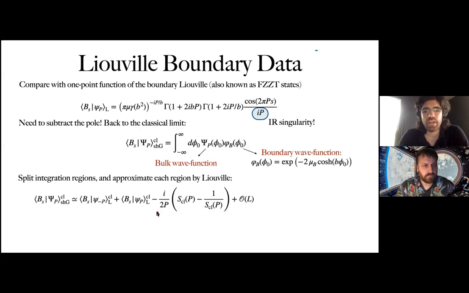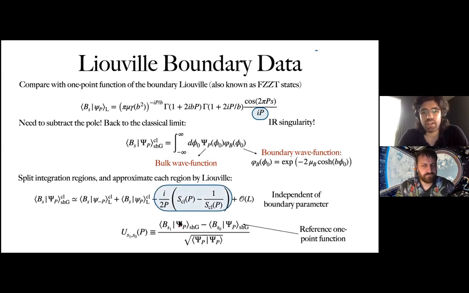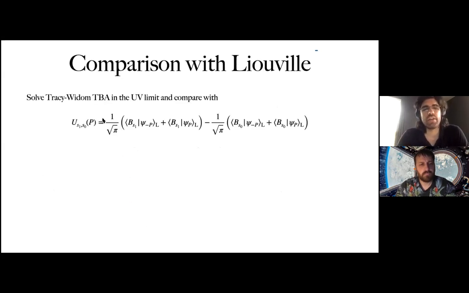Okay, so it's very convenient to consider the quantity which is the one-point function of the sinh-Gordon relative to the same one-point function, but with a reference boundary parameter, such that in this combination, this term cancels, and then you can compute it by looking at the Liouville one-point functions, which are known exactly at the full quantum level. So the interesting quantity to compare with is this combination here, which is a full quantum result. We can just set b equal to 1 in that case. And then we compare with the result of iterating or computing the g function by our Tracy-Widom TBA.